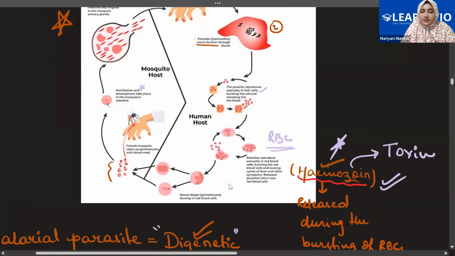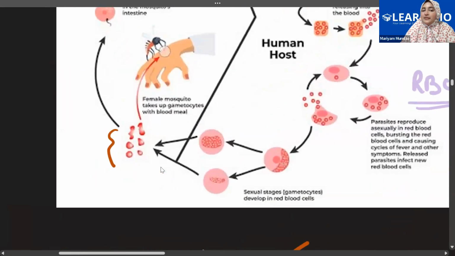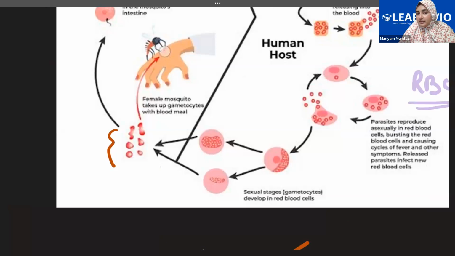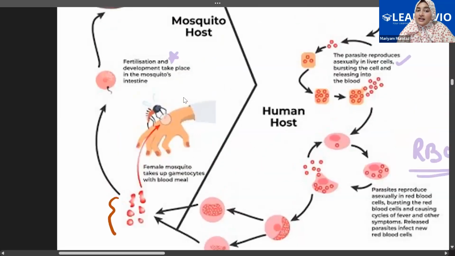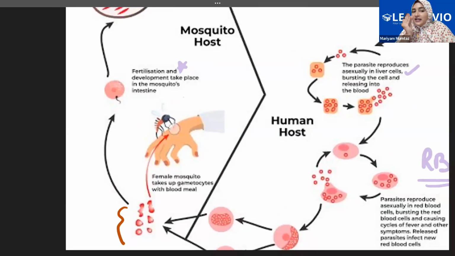Now what happens is that after the gametocytes have been made inside the red blood cells, the humans have gametocytes in their blood. Now when another female mosquito comes to bite, she again sucks up the blood, and along with the blood, the gametocytes are also sucked up. Imagine it like boba tea. The boba is also going along with it. So now the female mosquito has taken up the gametocytes from our blood, and the fertilization of the male and female gamete takes place in the mosquito's intestine.